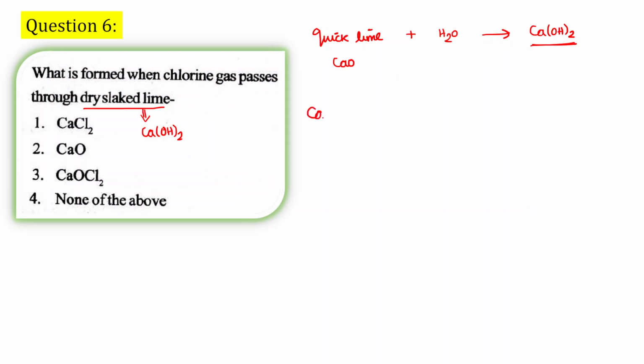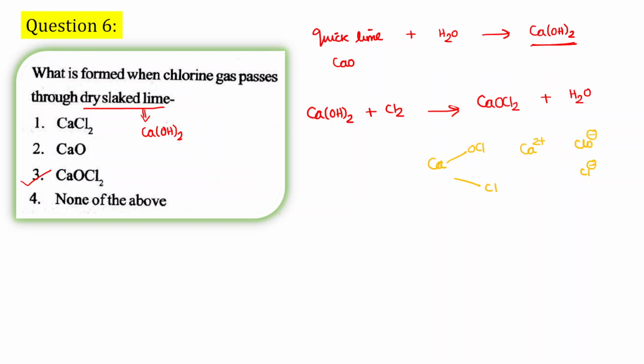When this calcium hydroxide is treated with chlorine, it forms bleaching powder, that is calcium oxychloride. It will liberate water molecules. So the correct product for this is option 3, calcium oxychloride. I would also like to add another point. This calcium oxychloride can also be represented with the cation calcium 2 plus, and the anions ClO minus and Cl minus. This is what we call calcium oxychloride.